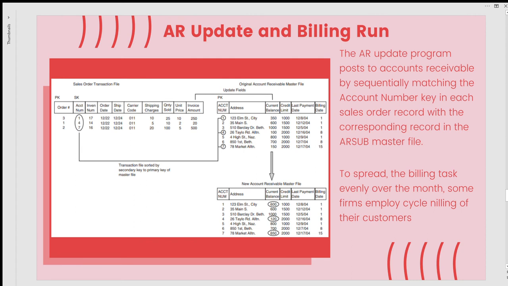As you can see here in the figure, this is the original accounts receivable master file. Once the sales order transaction file arrives, it gets adjusted, and then there will be a new accounts receivable master file with updated invoices or dates, etc. So the original is never changed or touched. There will just be a new master file.